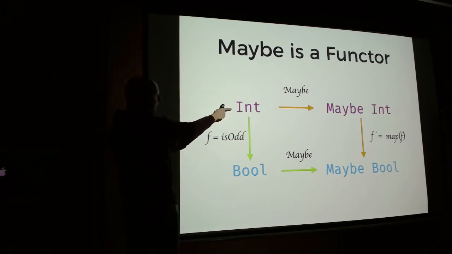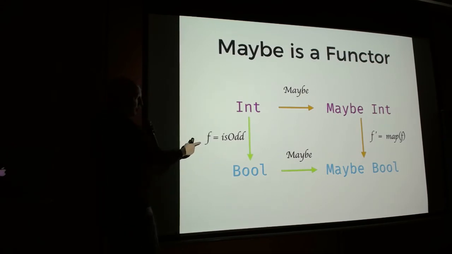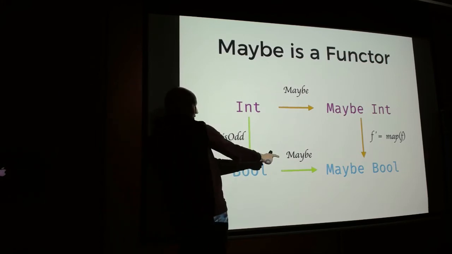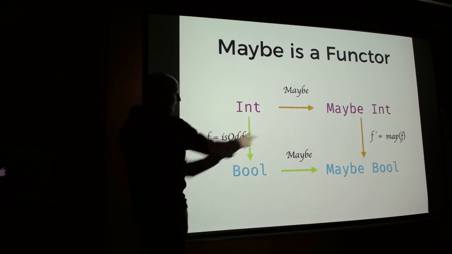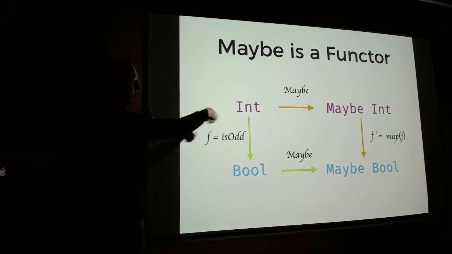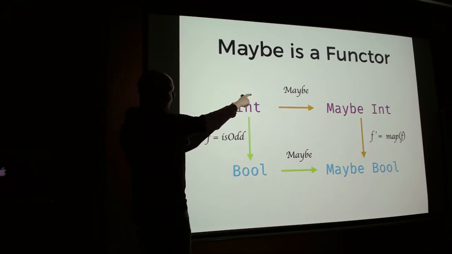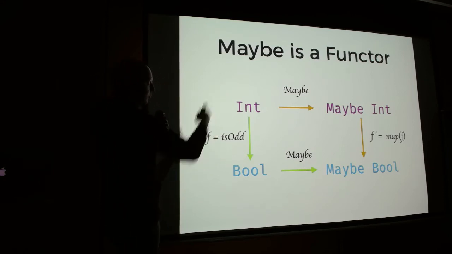If you start again with int and take the green way now, first you apply the original function is-odd, you will get the bool, and then you apply the maybe transformation to bool, and you get maybe bool. So those two paths are equal. So for transformations that can do that to types and to functions, we use the name Functor. So maybe is a Functor.